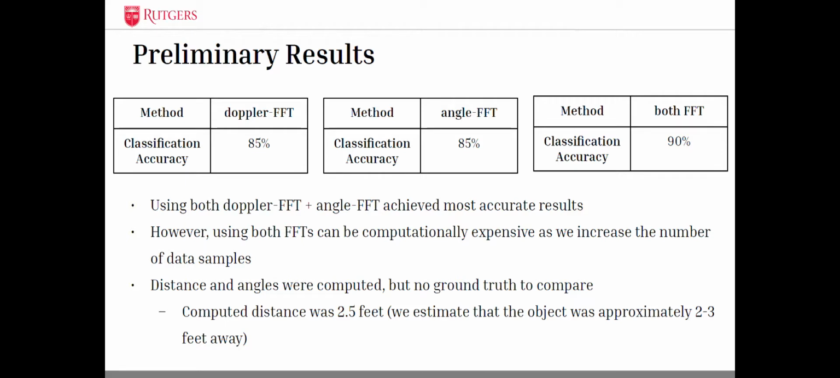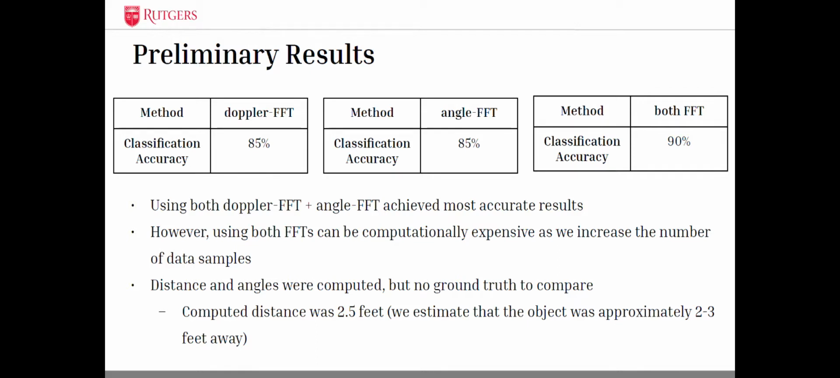So using just the Doppler fast Fourier transform, we had a classification accuracy of 85%. Likewise, with the angle fast Fourier transform, we also had 85% accuracy, but when using both methods, we had a jump to 90% accuracy. So this received the best results, but as one might expect, using both of them at once can be computationally expensive as we increase the number of data samples, where we do want to use more data samples. That just wasn't the case here because we didn't have access to that. But in a normal situation, we will definitely be seeing a computational jump.